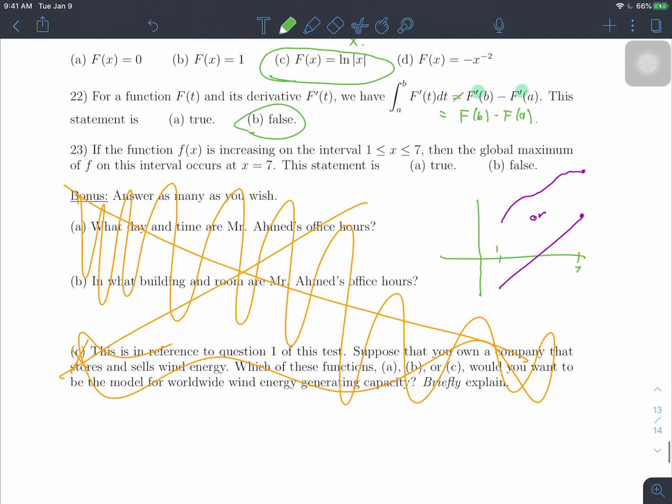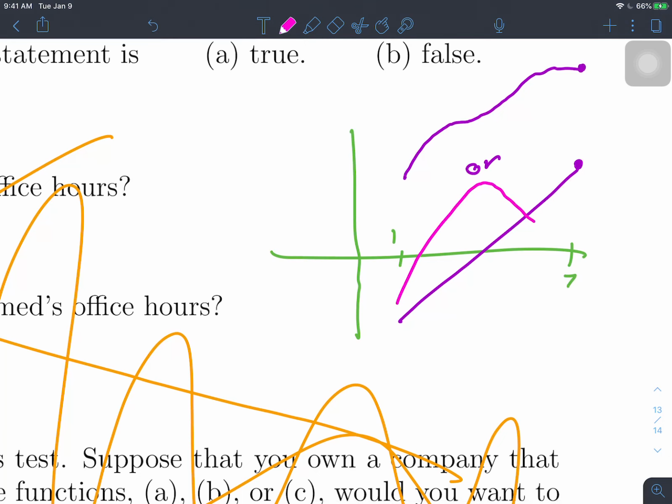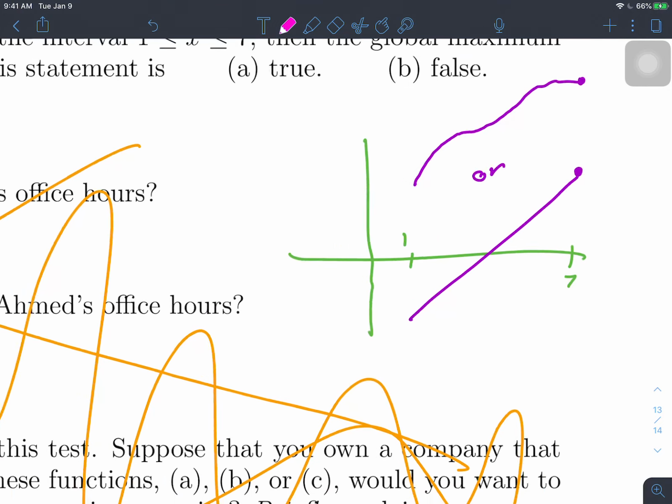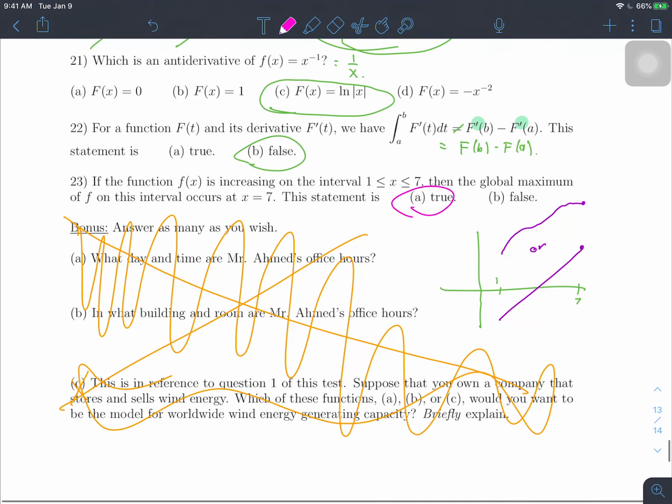Because if, for example, we had a function which looked like this pink guy, where the maximum occurred at some point in the middle, then we would have to be able to say that this point down here, at the end, was smaller than a point before it, in which case the function had to have been decreasing for a time period, and you can see right here where it is decreasing. So that's really not an option for our picture. So I'm going to say this is a true statement. Global maximum of f on this interval should occur at x equals 7.